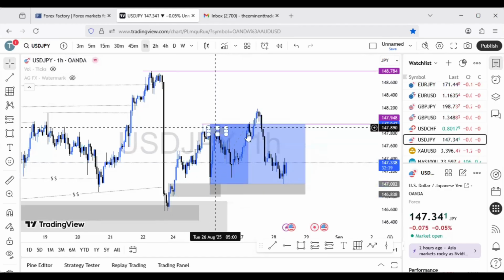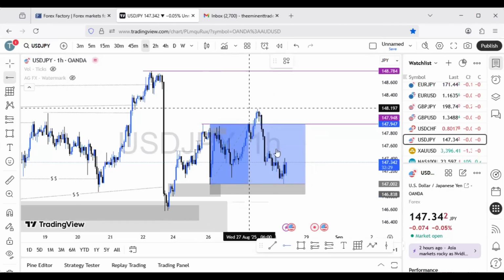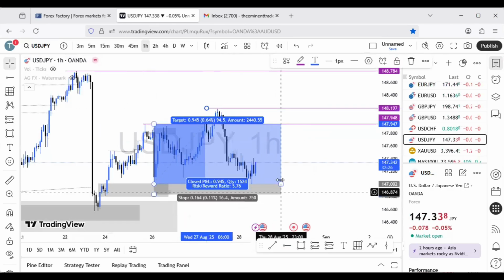Tapped into it. Cleared this external range liquidity. Created another eye. Now I came back for the entry, and it's currently moving. So let's see. Let's just see what happens.